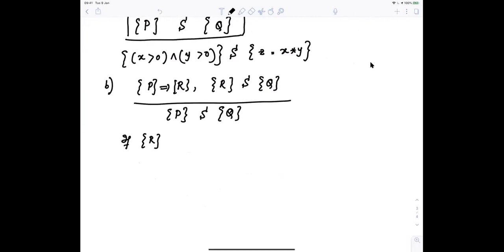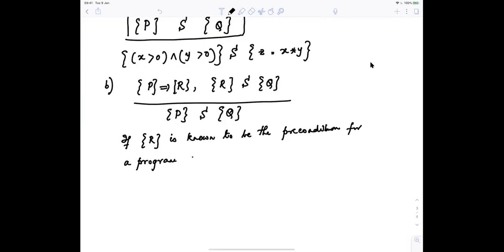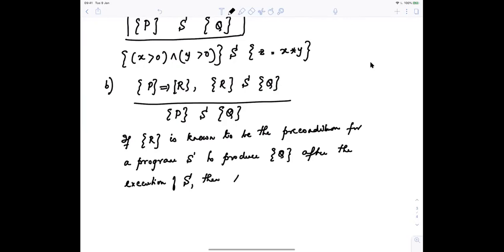If R is known to be the precondition for a program S to produce Q, after the execution of S, then so is any assertion that implies R. That means, what is it that we are saying here?